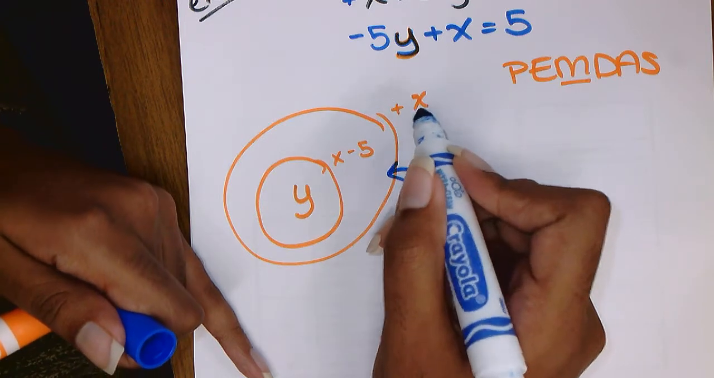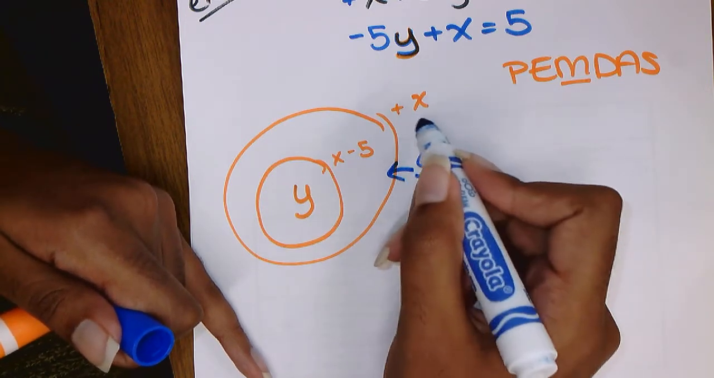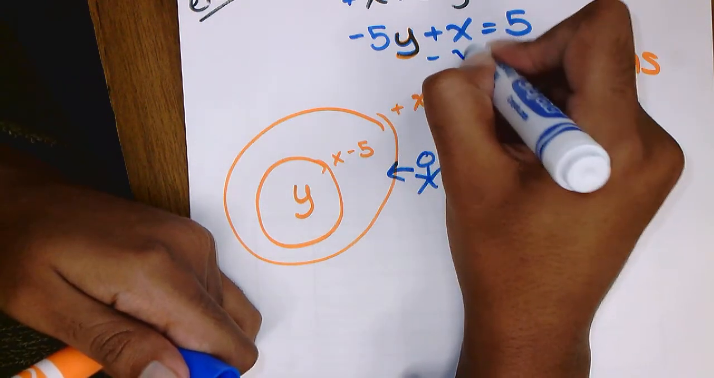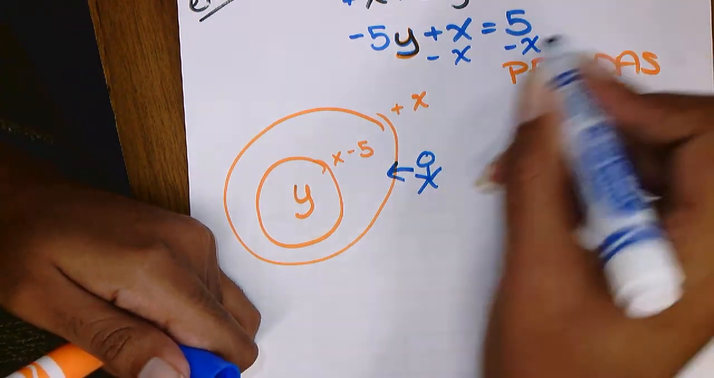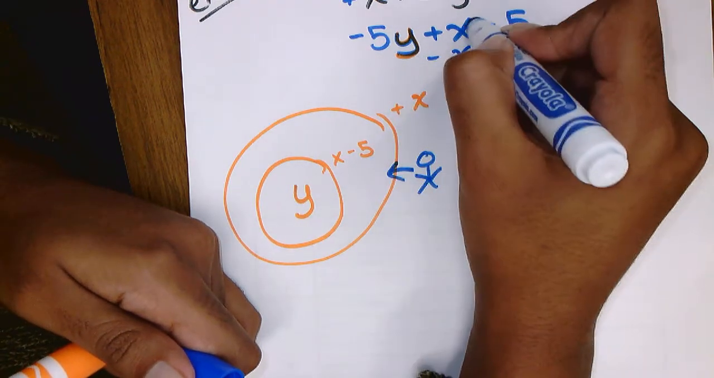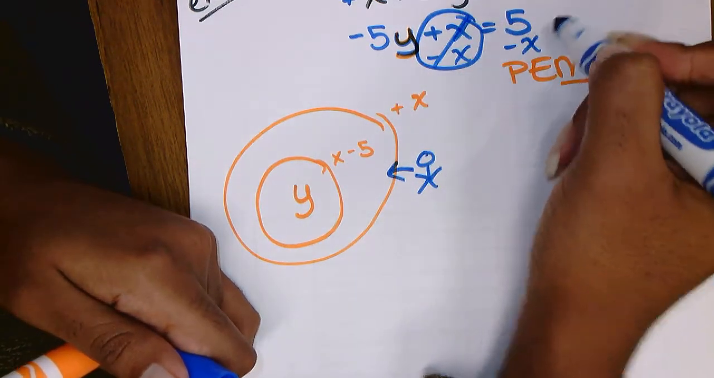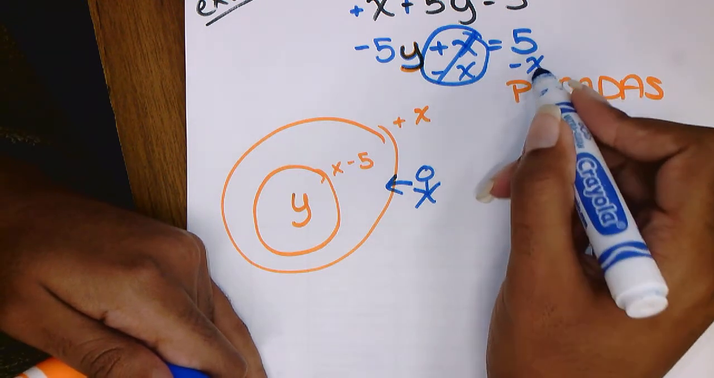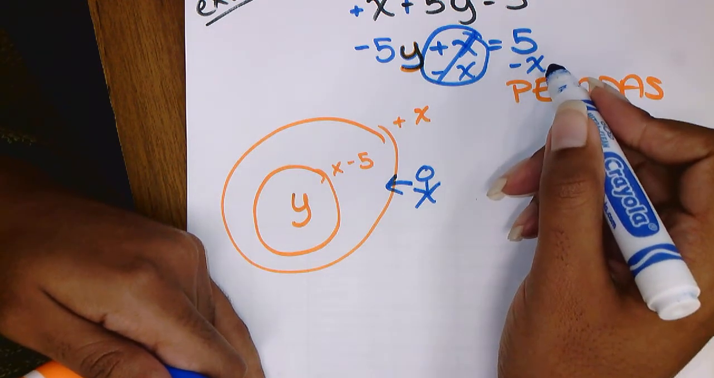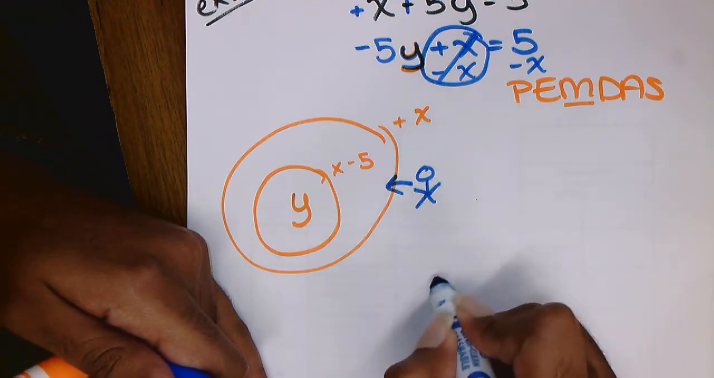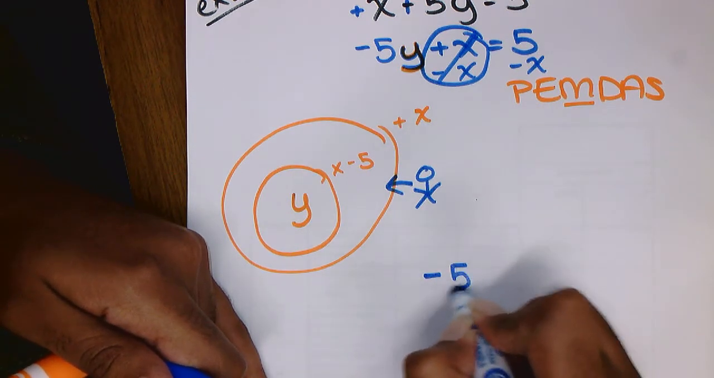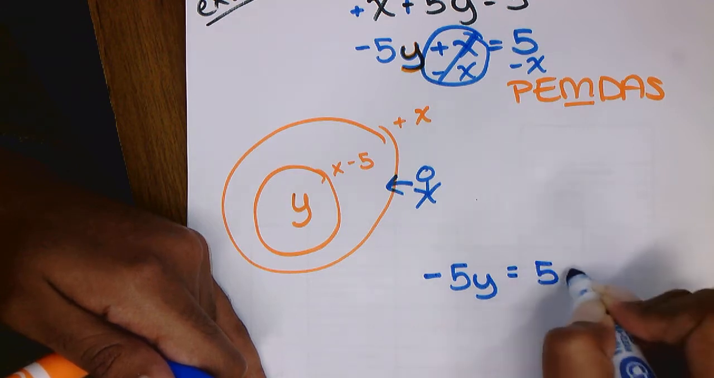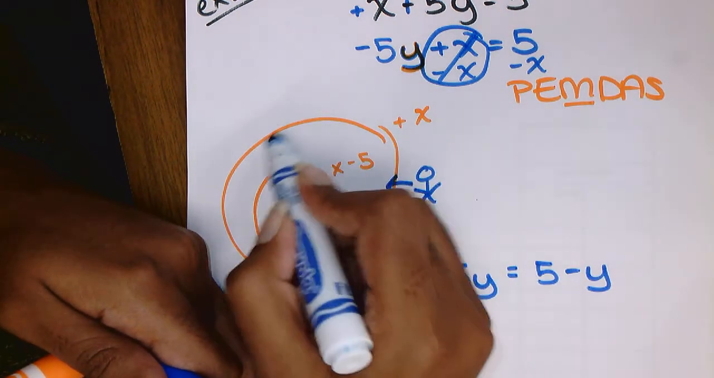In order to undo adding x, I need to subtract x from both sides of my equation. So minus x from both sides of our equation. This turns into a zero pair and disappears. On the right-hand side of our equation, we're left with 5 minus x. We can't combine those because they're not like terms. So our equation now is negative 5y is equal to 5 minus x. So now we've broken down this wall.